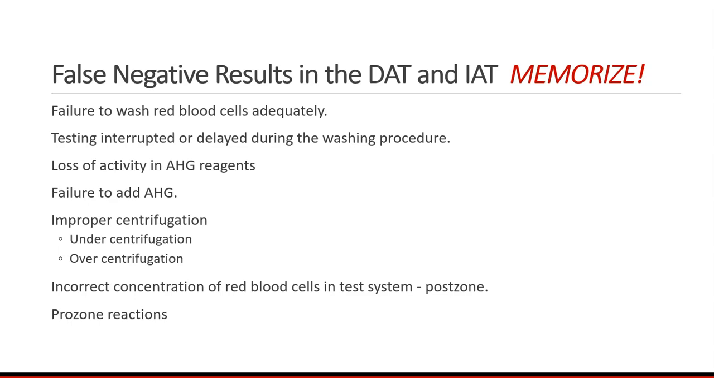If the testing is interrupted or delayed during the washing procedure, remember, antigen-antibody reactions are reversible. So if you have started washing and then you're interrupted due to a phone call or whatever, the antibodies that are attached to the cells can leach out into the saline. Then when you decant, you're decanting the antibodies that had been attached, and this can result in a false negative. Loss of activity in your AHG reagents.